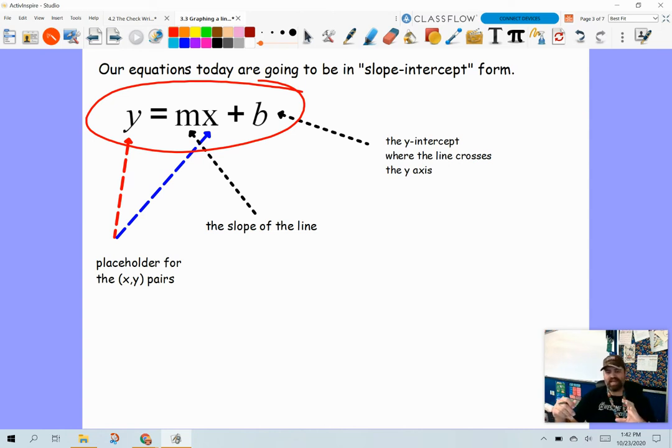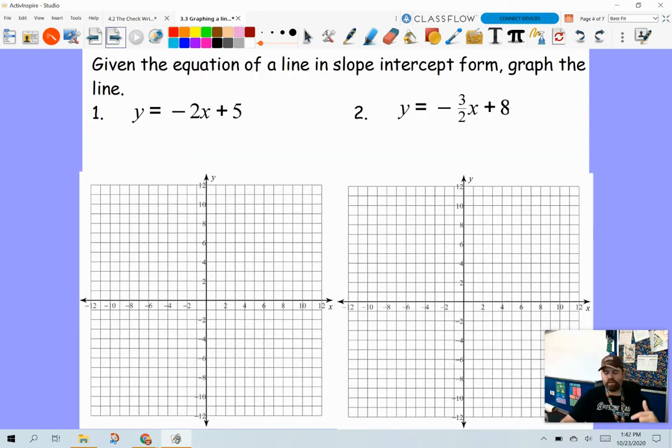Then you're going to have an x. The y and the x are actual variables in the function. They're going to be there every single time. What's going to change is what's there for the m and what's there for the b. Those two numbers will trade out from time to time. The m is your slope, and the b is that y-intercept that I was talking about. So these two equations here are both in that slope-intercept form.